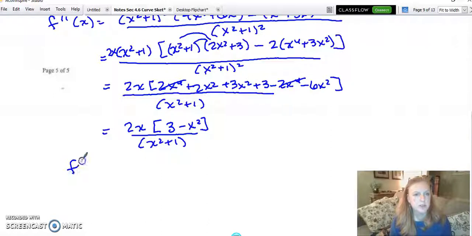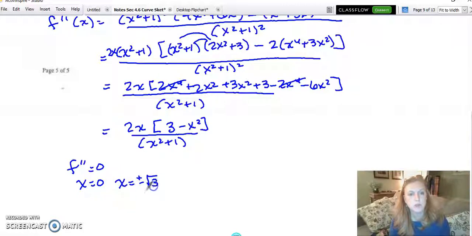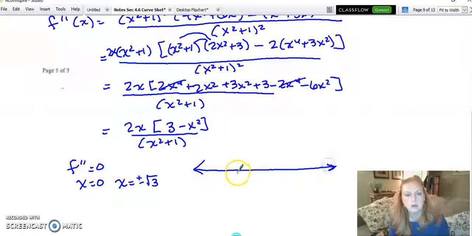All right, so our possible points of inflection when the second derivative is 0 would be x equal to 0 and x equal to plus or minus square root of 3. That's from the top. The bottom never equals 0, so we don't have to worry about that. We can do our sign charts. So negative square root of 3, 0, square root of 3, f double prime, f, 0, 0, 0.